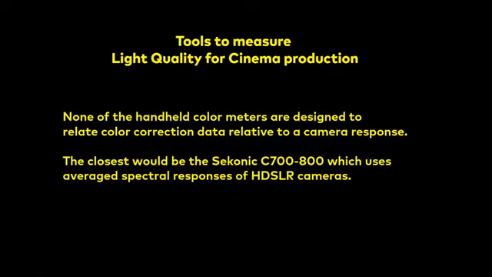So the tools to measure light quality for cinema production, unfortunately, none of these handheld meters are really designed for our industry. They don't give us actionable data. So if I'm trying to correct a color problem, they won't really give me that data relative to the camera. The C700, 800 comes closest because they're using the average curves of an HDSLR. So it gives you an idea of what an HDSLR may see, but still there are differences in HDSLRs. And there's a definite leap in difference between that and a cinema camera.